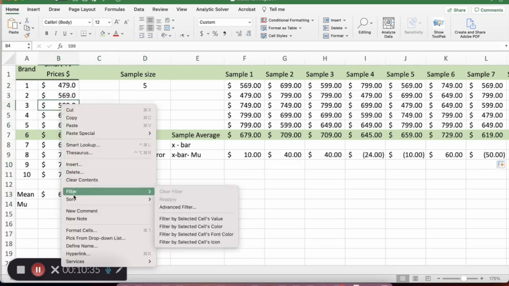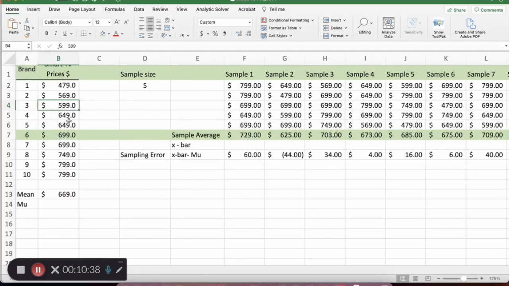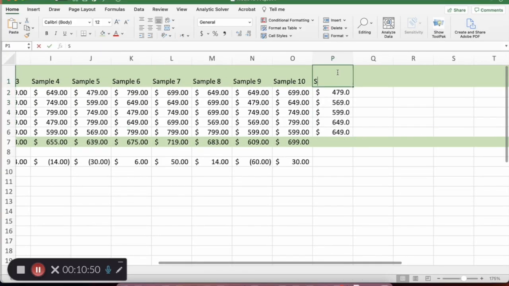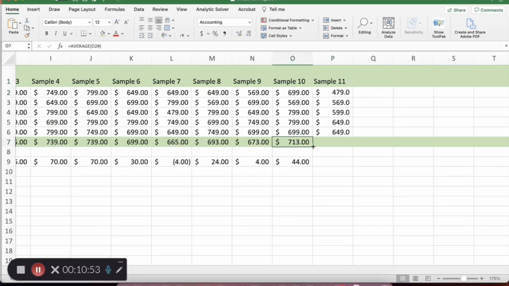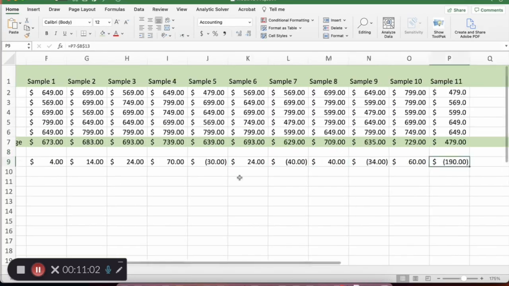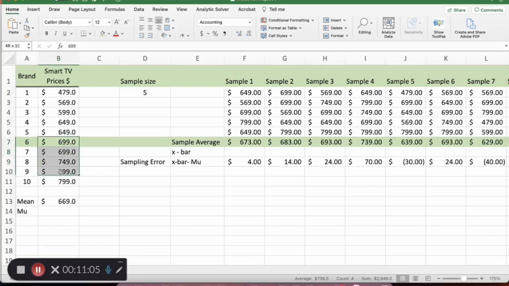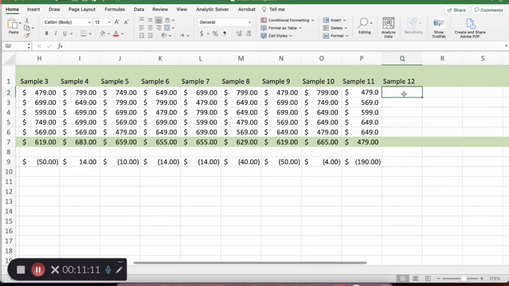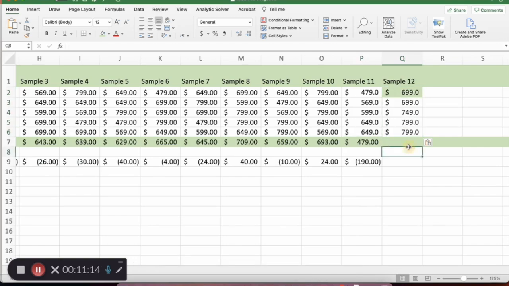Let me sort these from smallest to largest. These are sorted. If I pick these 1, 2, 3, 4, 5 as a sample, sample 11, let me find the average. This is the average. This is the difference. Look at the difference. Now let me take the biggest 5, sample 12. And I would like to find the difference.